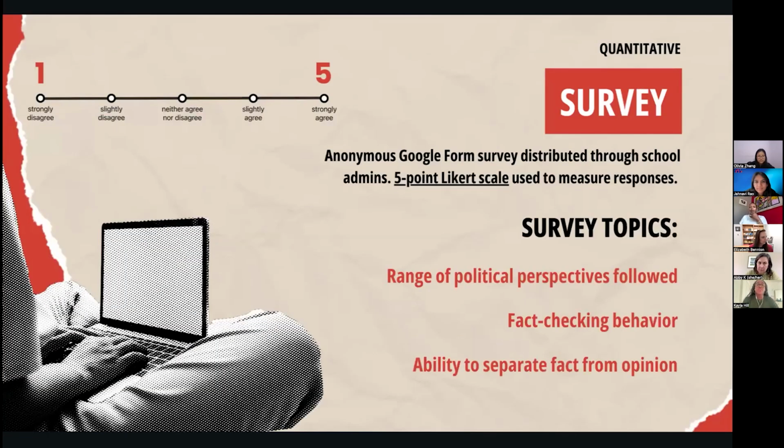So starting with the survey, this would be an anonymous Google Form distributed through high schools' administrations, and it includes a 5-point Likert scale used to measure responses to I statements, with 1 meaning strongly disagree and 5 meaning strongly agree. Some of the topics that would be surveyed here are the range of political perspectives that they currently follow, their fact-checking behaviors, and their ability to separate fact from opinion.